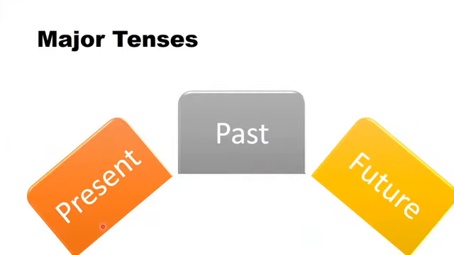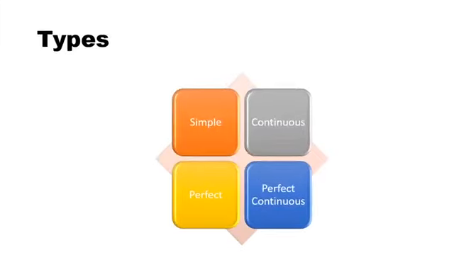What are the major tenses? There are three major tenses: present, past and future. It's very simple, you know it clearly. And there are four types of sentence. All these, present, past, and future, you can fit into four types. That is simple, continuous, perfect, and perfect continuous. That means present simple, present continuous, present perfect, present perfect continuous. In a similar way, you'll be able to create 3 into 4, or 4 into 3. There are 12 tenses.